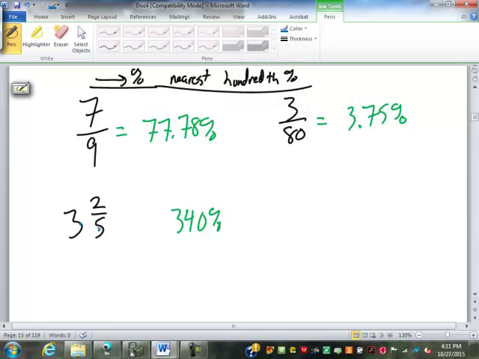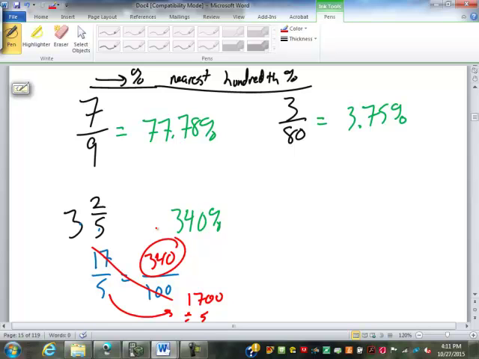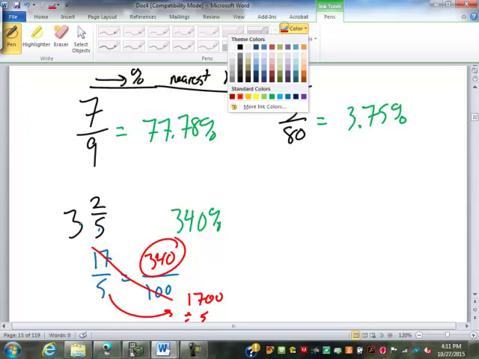3 times 5 is 15 plus 2 is 17/5. And then 17 out of 5 equals how much out of 100? And cross multiply. 17 times 100 is 1700. Divided by 5 gives us 340. So 340%. Any questions?